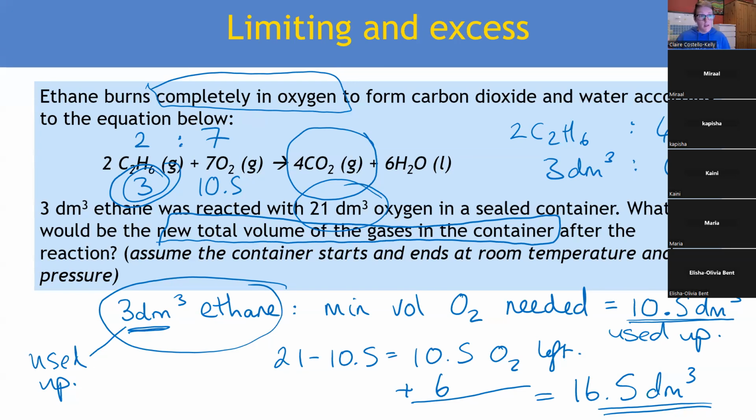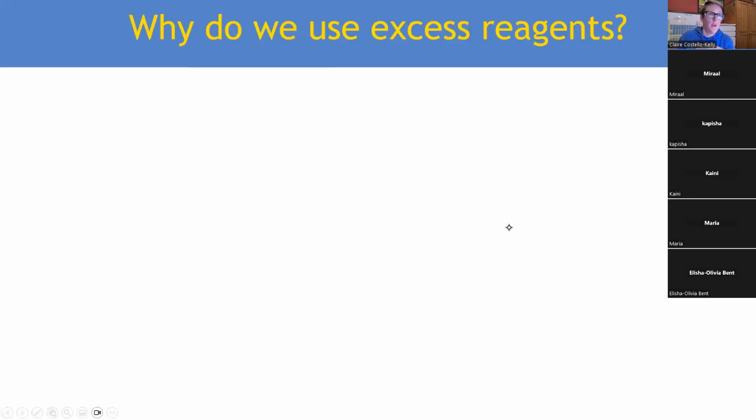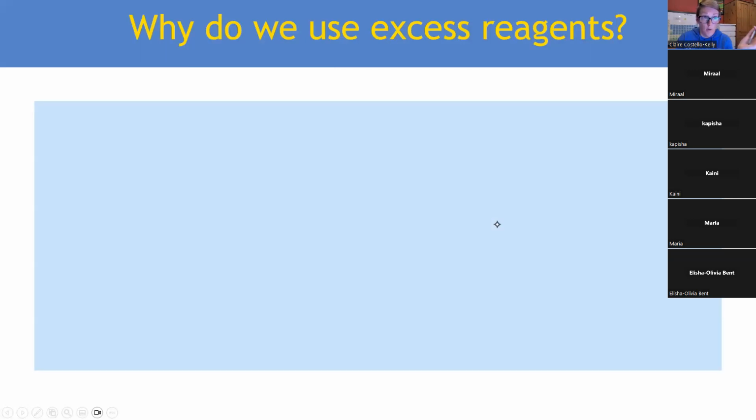Wanted to get this going with linking to experiments. Like, when are you going to get asked, apart from this example, which is quite common, when are you going to get asked about excess reagents? And like, why do we do it? As chemists, we get to choose how much usually we add. So why on earth would we add more of one thing than is actually needed? It seems almost a little bit wasteful.